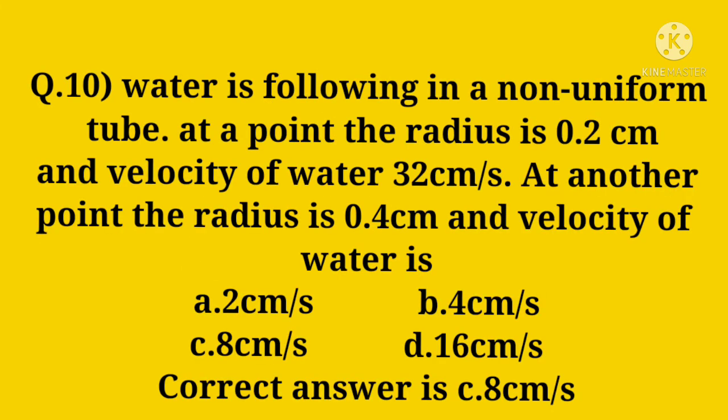Question number 10. Water is flowing in a non-uniform tube. At a point the radius is 0.2 cm and velocity of water is 32 cm per second. At another point the radius is 0.4 cm and velocity of water is: option A 2 cm per second, B 4 cm per second, C 8 cm per second, D 16 cm per second. The correct answer is C, 8 cm per second.